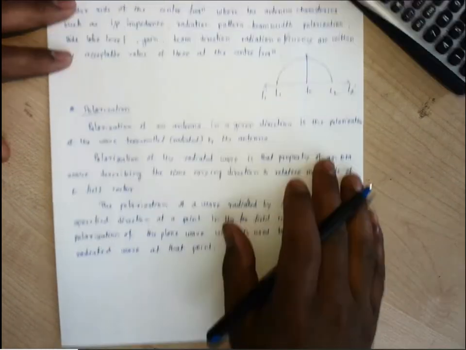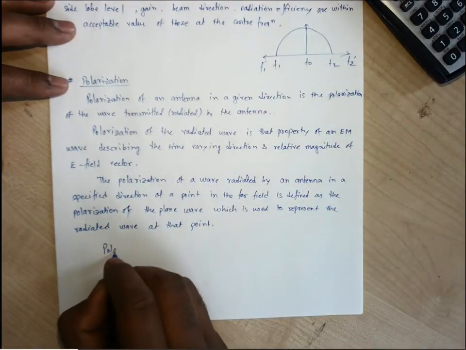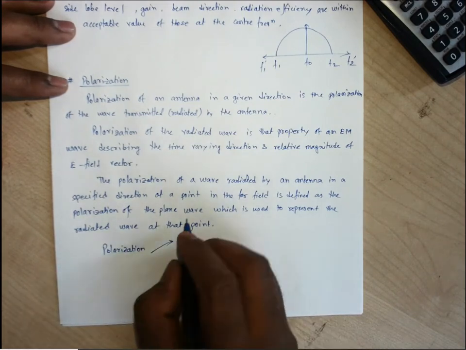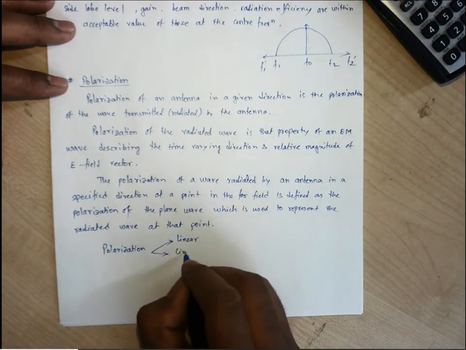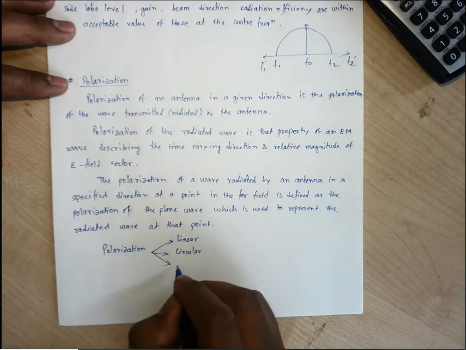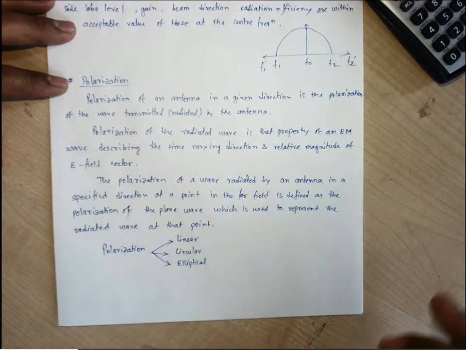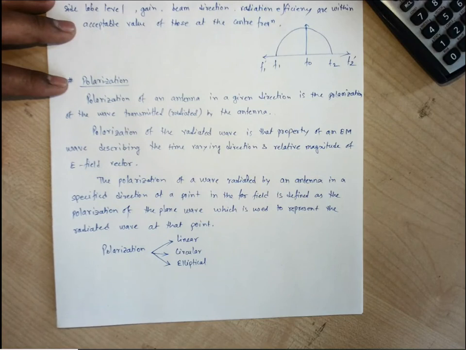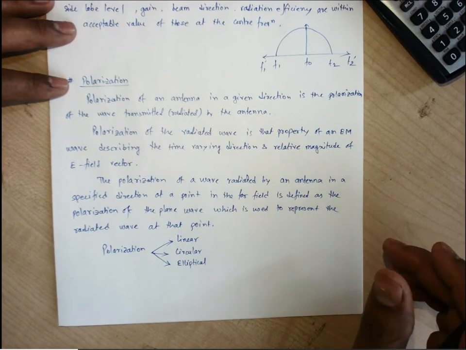Now, if we talk about the polarization of the wave, there are three types. One is linear, one is circular, another one is elliptical. There are three types of polarization. Now for the analysis of these three types, let us consider the wave is propagating along the plus z direction.